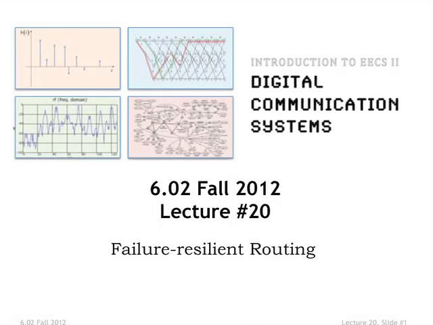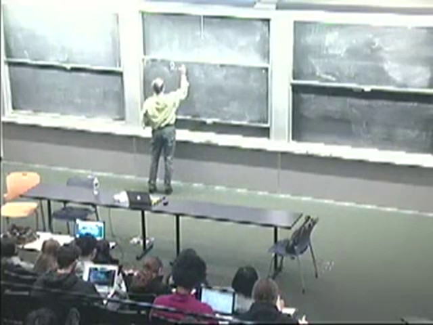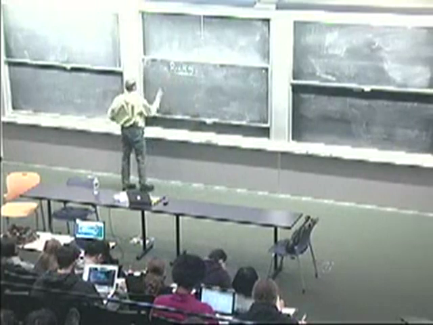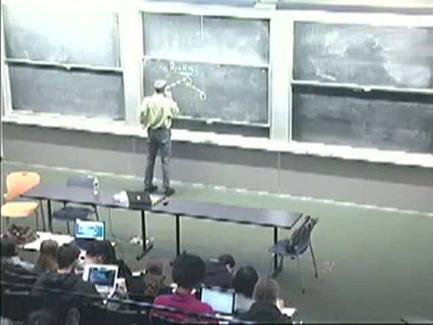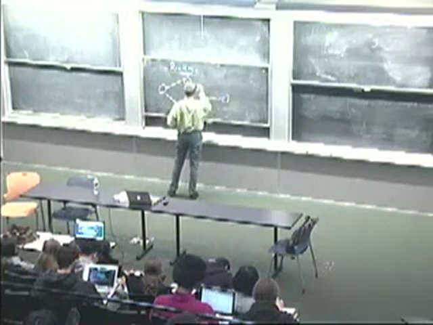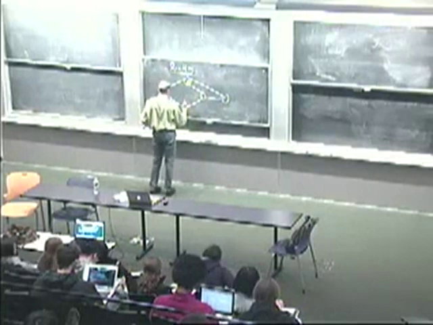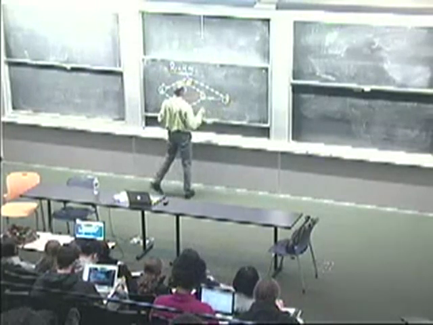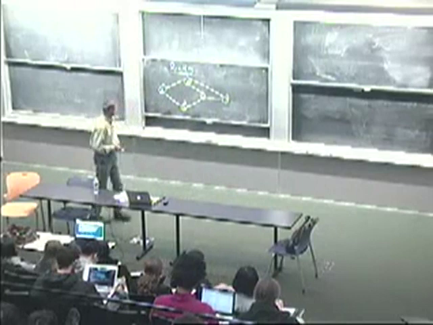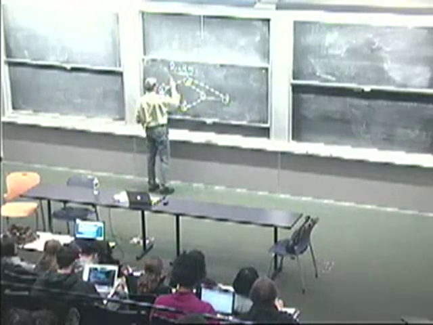So we're going to talk about routing protocols, and today we're going to talk about how routing protocols handle failures. I want to bring everybody back onto the same page with respect to where we are in the story. In terms of routing protocols, if you imagine a network topology like this, and let's say that links have costs associated with them, I'm just going to make up some numbers here.